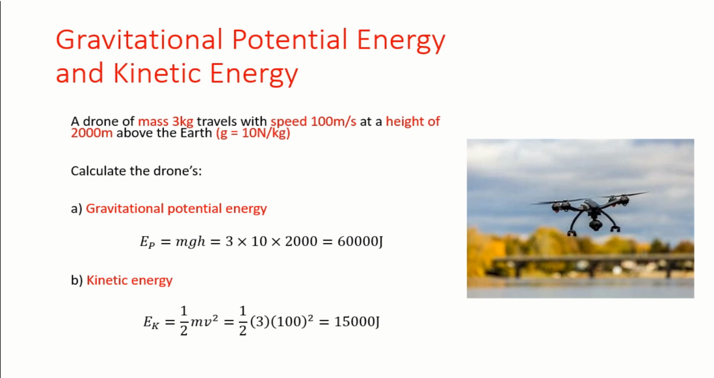These are just two examples. And what you're going to do now is practice a few more examples. And then as we move through, work out how we can use these two equations to predict the speed, for example, of falling or rising objects, and use them in more complicated situations.